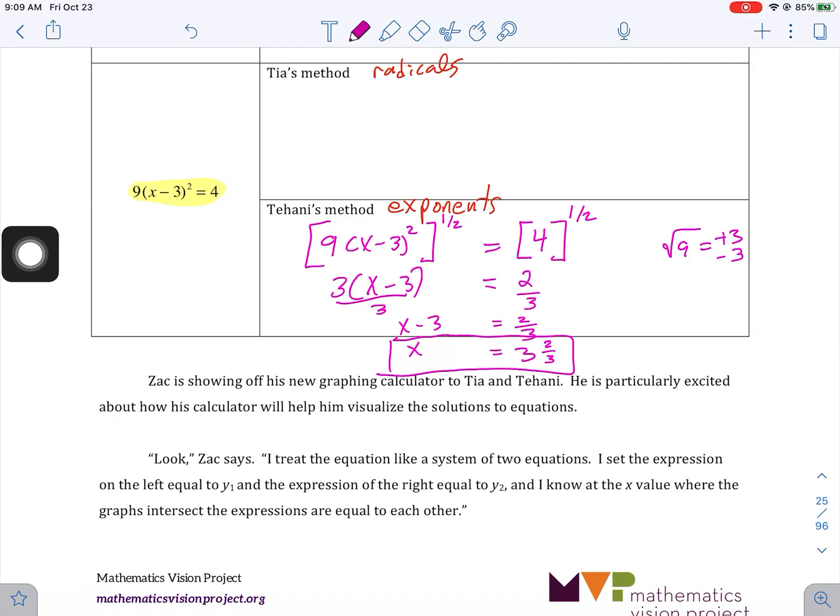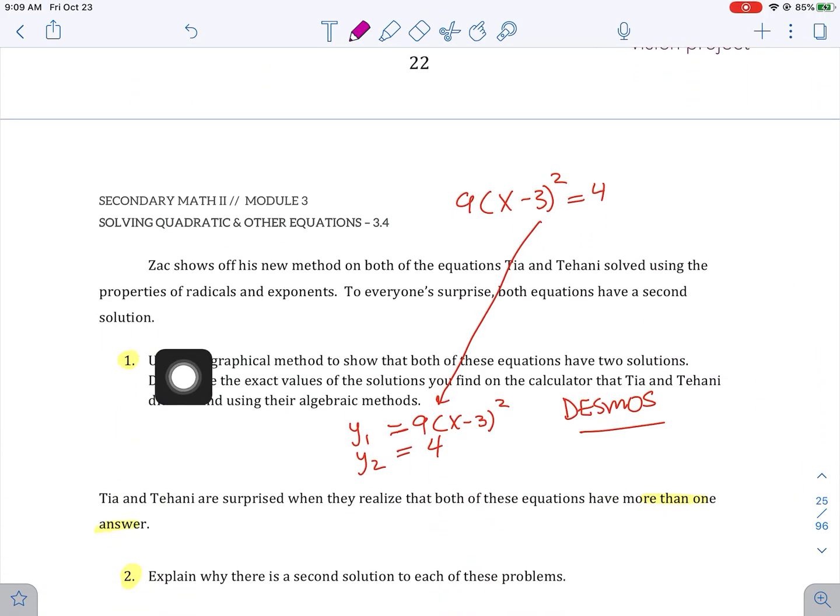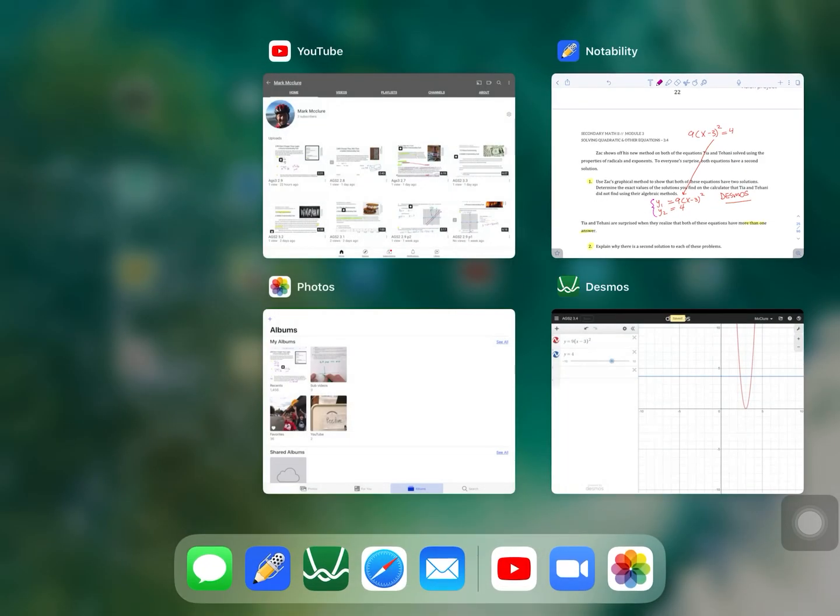Okay, and to see these, the next part is a good way to do this. To write a system of equations, and let's do this. Here's our system of equations. One is y is equal to 9 times (x minus 3) squared. That's this side. The other, y is equal to 4. That's this side. So if you write an equation for both sides, you're looking for when they're equal because you're solving the system. So for that, we'll go to Desmos.